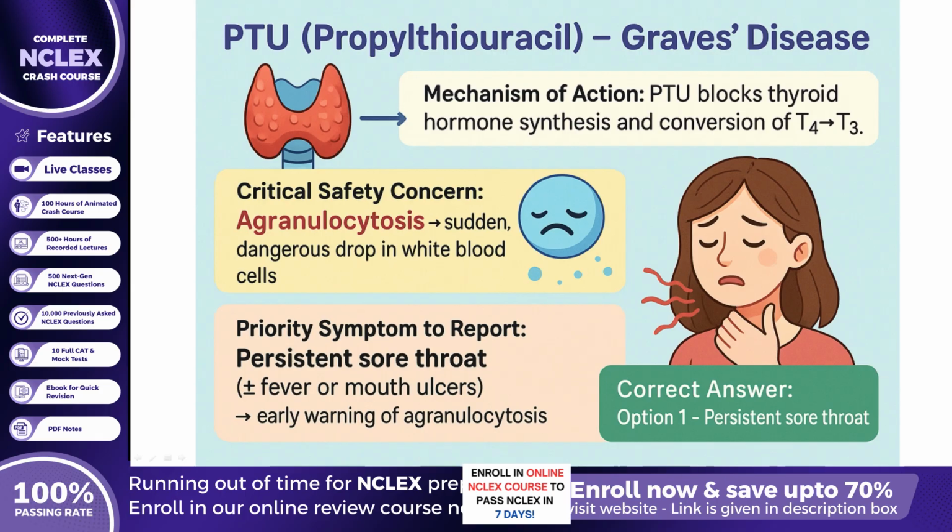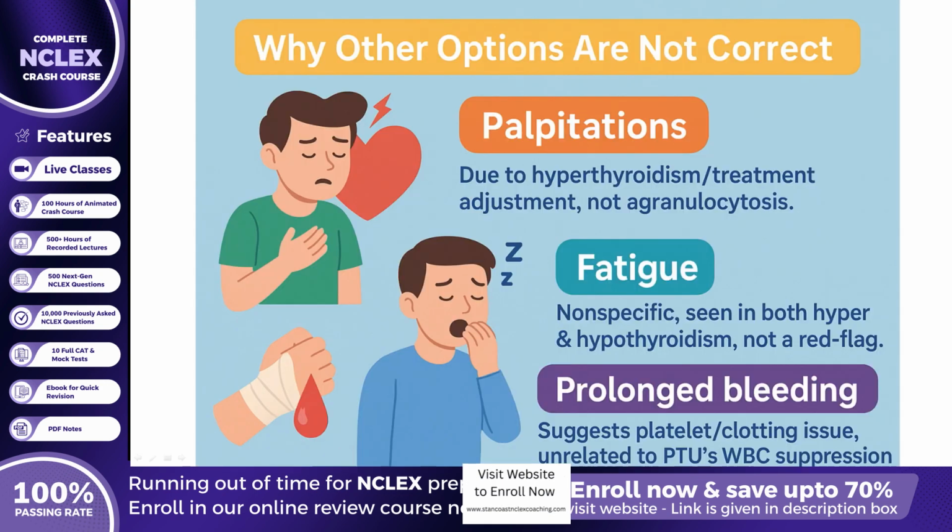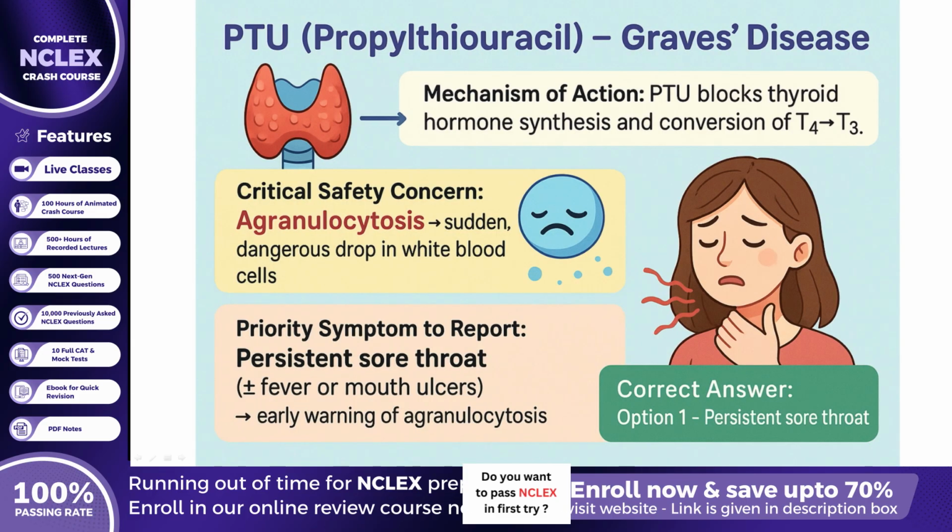Propylthiouracil is an antithyroid medication that works by inhibiting thyroid peroxidase, thereby reducing the synthesis of thyroid hormones, and by blocking the peripheral conversion of thyroxine into triiodothyronine. While it is effective in controlling hyperthyroidism and even useful in thyroid storm, PTU carries a rare but potentially life-threatening adverse effect: agranulocytosis, which is a severe depletion of neutrophils. Since neutrophils are critical defenders against bacterial infections, their absence leaves the client dangerously susceptible to infections. The earliest and most important clinical clue is a sore throat, often accompanied by fever and malaise.